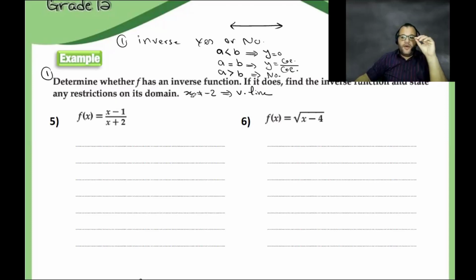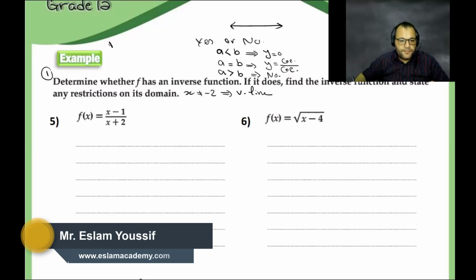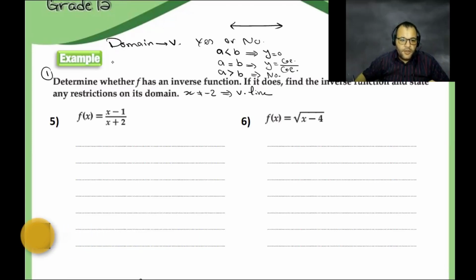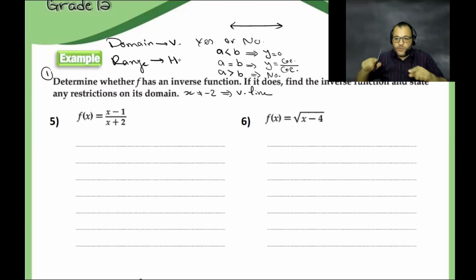Okay, we take the vertical line from the domain. From the domain, we find the vertical line. From the range, we find the horizontal line. The relation is between the domain and the vertical line, and the range and the horizontal line. So now y equals 1 over 1, which equals 1. From that we can find the domain.